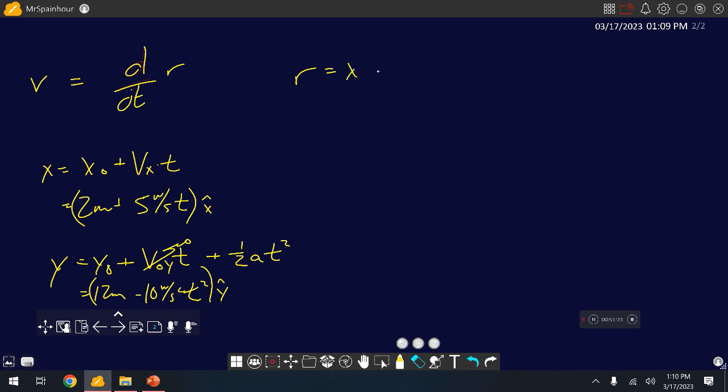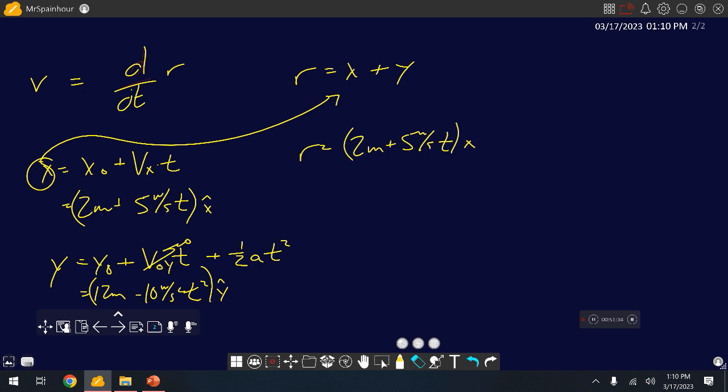The r position is equal to x plus y. We just said x, it's this right here. So r is equal to 2 meters plus 5 meters per second t x hat, right? Plus the y, which is equal to 12 meters minus 10 meters per second squared t squared y hat.